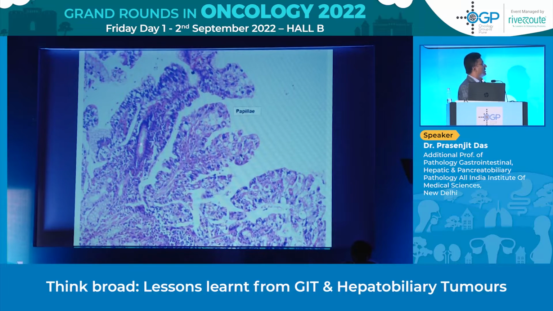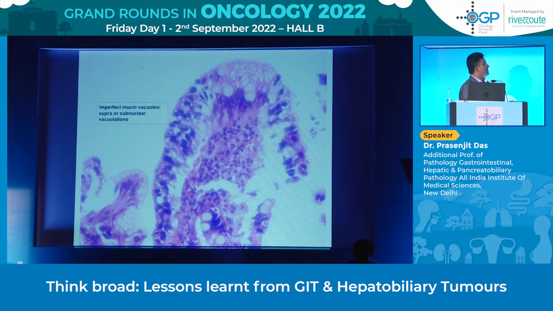So these are the papillae we can see. This is not at all classical foveolar epithelium what we commonly see. There is stratification and there is nuclear vacuolation both in the supranuclear region as well as subnuclear, almost looking like endometrial carcinoma. And this is further higher power.